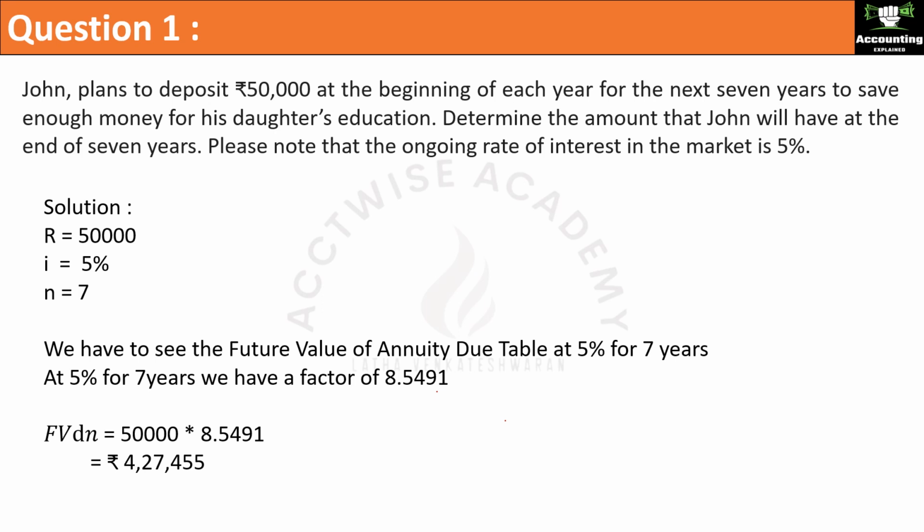From the PV table, we took the interest factor as 8.5491. So, to calculate the future value of annuity due, multiply 50,000 rupees with 8.5491. See, you get 4,27,455 as the future value of annuity due, which is the same as we got using the formula also.